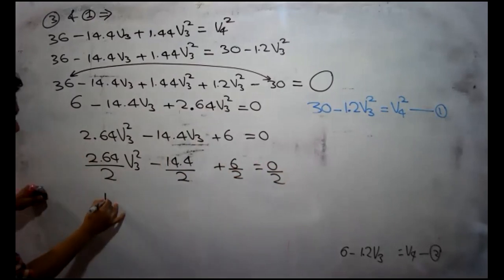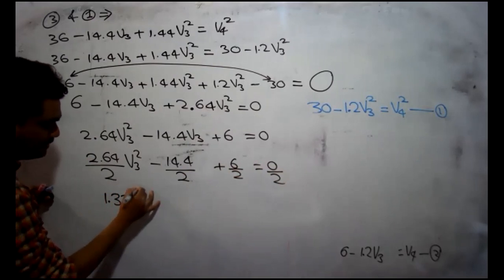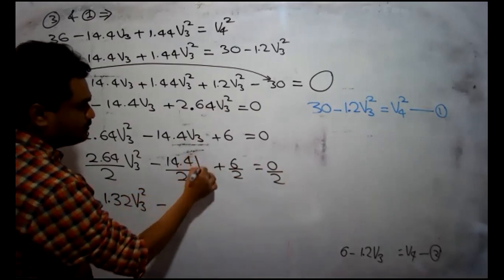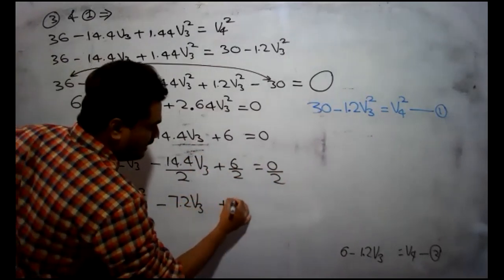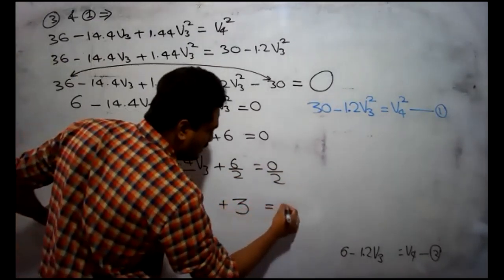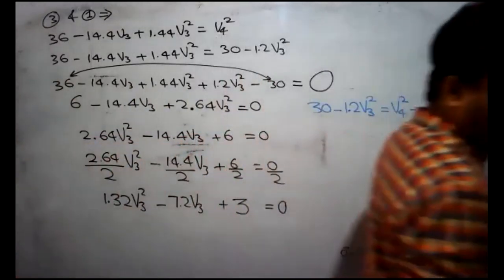2 divided by 2 is 1. 6 divided by 2 is 3. This is 1.32 root 3 square. 14.4 divided by 2 is 7.2 root 3. 6 divided by 2 is 3, equal to 0. Okay, dear, please write up to this.